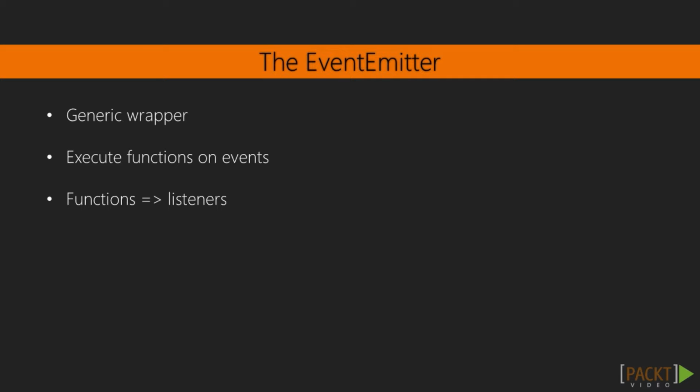Event emitter is a generic wrapper to simplify creating event-based APIs. Functions can be attached to objects, and when an event is emitted, those functions are executed. Those functions are called listeners. You can access event emitter with events module.